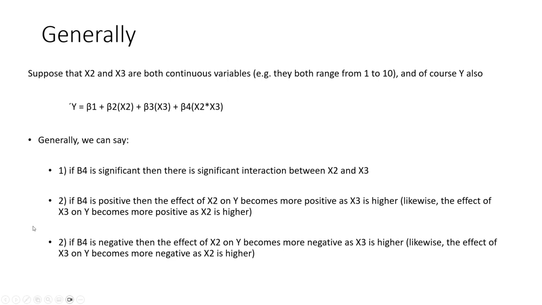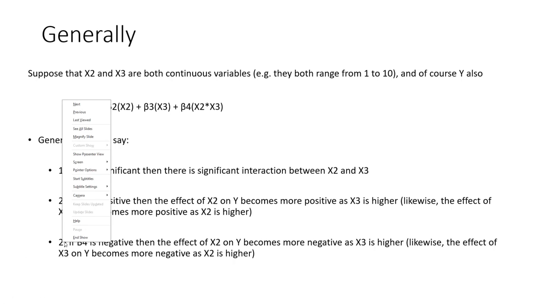Right. Now, second, we can note that if beta 3 is a positive number, then the effect of x2 on y becomes this guy here. This effect becomes more positive as the values of x3 are higher. Likewise, a positive beta 4 would mean that the effect of x3 on y becomes more positive as the values of x2 are higher.